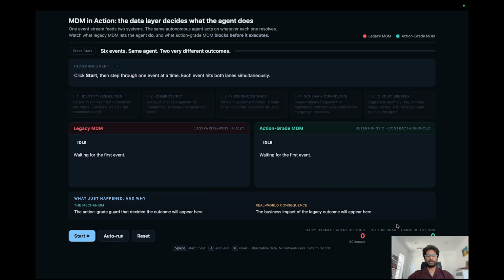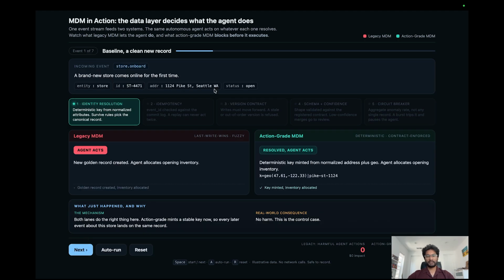So before I run anything, let me orient you. One event stream, two systems. On the left, legacy MDM, last write wins, fuzzy matching, the way most master data is built today. On the right, the action grade design we just walked through. The same autonomous agent sits on top of both and acts on whatever each one resolves. So let's move on and see our first event.